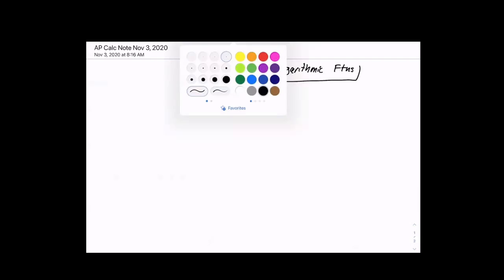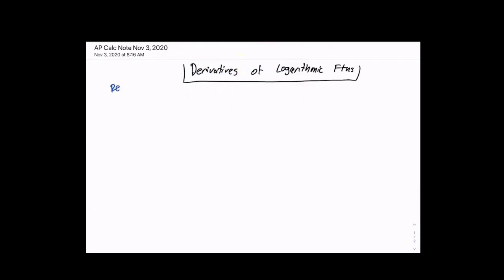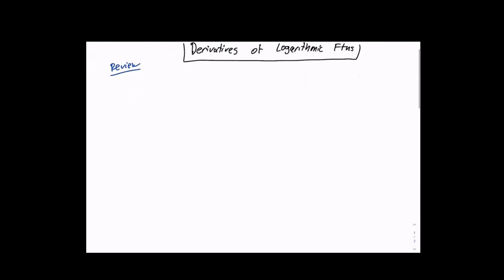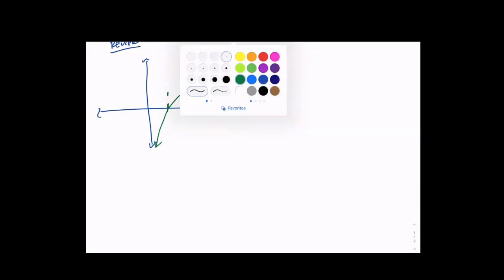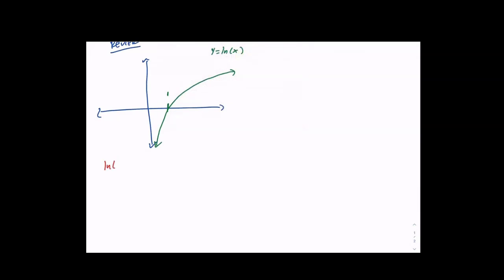In regards to review, I want to review the logarithmic function. And the logarithmic function, y equals natural log of x. We'll go with the natural log function. It looks like the following, where this is the value of 1, and it goes right here. So some properties of this function is that the natural log of 1 is 0.